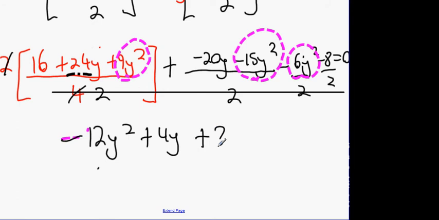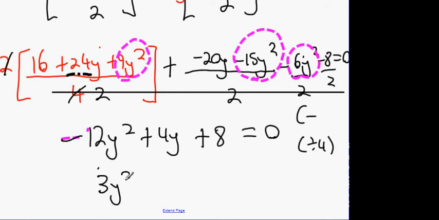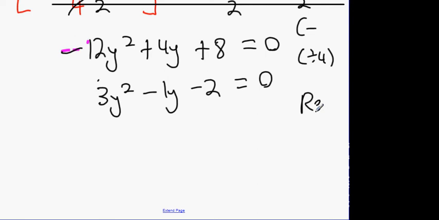Plus 8 equals 0. Now, what I'm going to do all in one swoop is multiply everything by minus, and then divide everything by 4. So it's the same thing as dividing by minus 4. So what I'm going to get is 3y squared minus 1y minus 2 equals 0. Reference number of minus 6 breaks up into minus 3 plus 2.